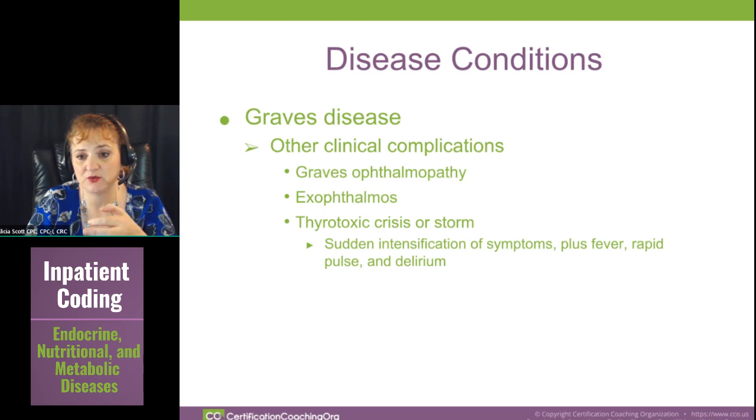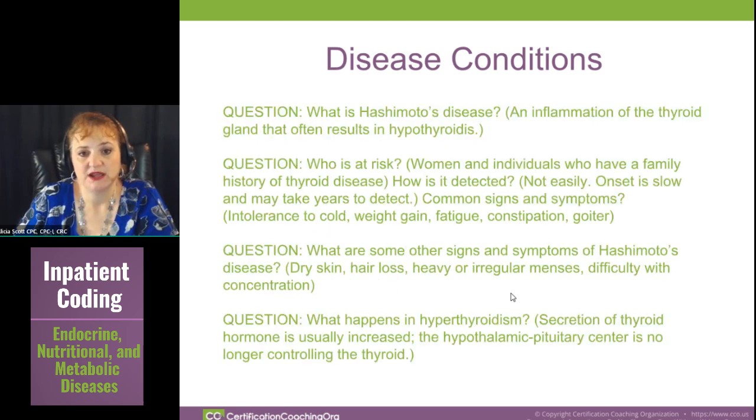The patient will often run a fever, rapid pulse, and they can even have delirium when they have a thyroid storm. So again, know what Hashimoto's disease is and the signs and symptoms. Who's at risk of this particular endocrine system? With Hashimoto's, it tends to be women or people that have a thyroid disease in their family.